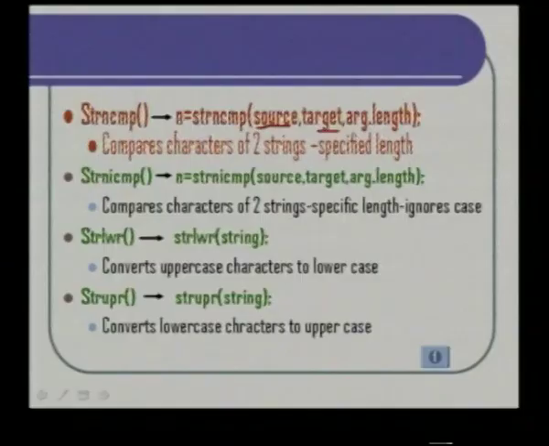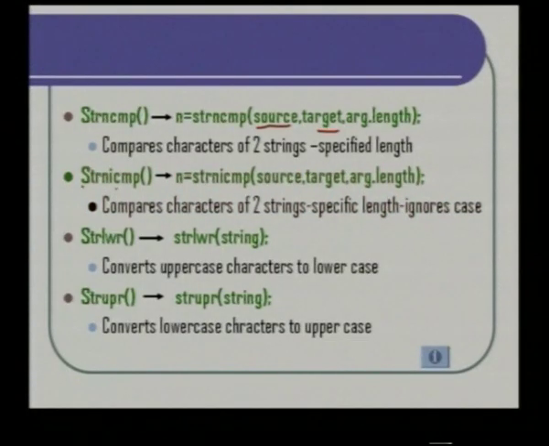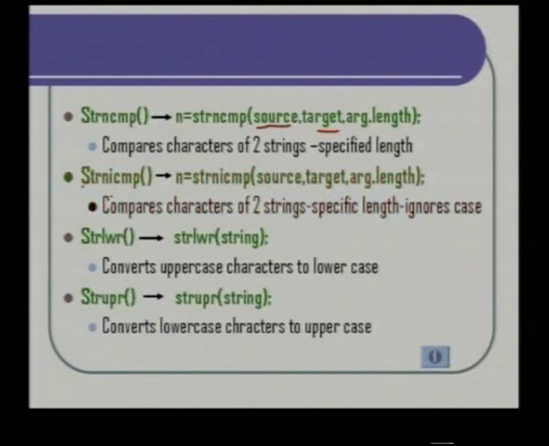Now, this also returns an integer value, so there should be an integer variable to collect it. If you want to compare two strings, only certain characters, ignoring the case, you have to use strncasecmp, which will ignore the case of the characters and compare the two strings. This also returns an integer value. If it is 0 they are identical, if it is not 0 they are not identical. That is why there is a collecting variable.